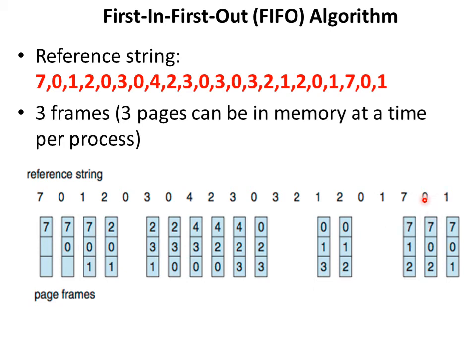Then next incoming request is 0. 0 is not there in this. So there is a page fault and the victim frame is the oldest page in the memory, that is 1. 1 is replaced by 0. Next incoming page is 1. 1 is not there in the memory. We have to find the oldest page, which is 2, which is replaced by 1.